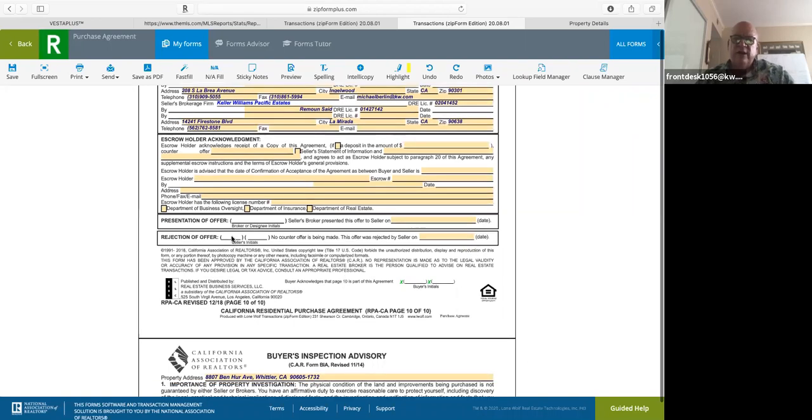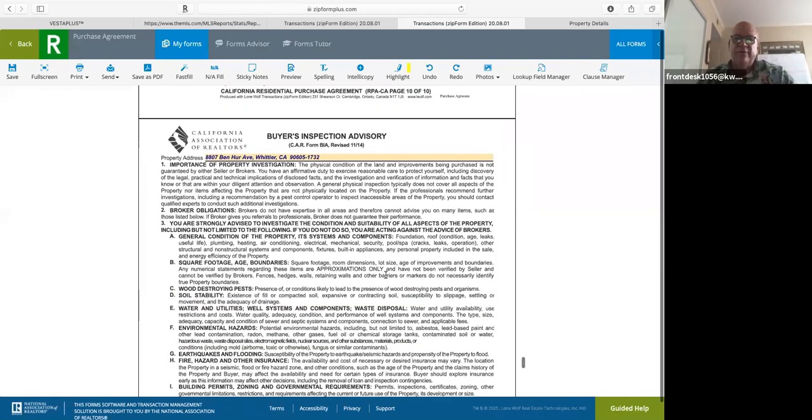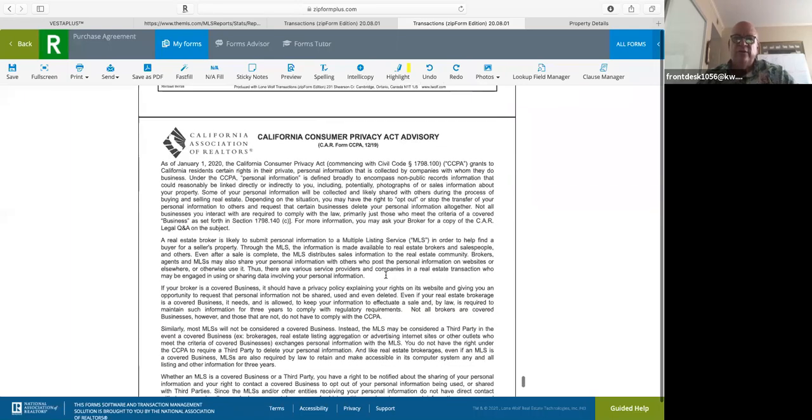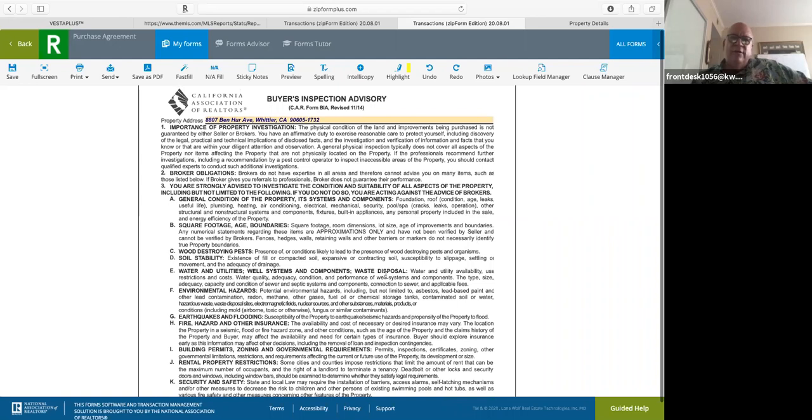There also can be a rejection of the offer, where you can ask that the seller initial that they rejected the offer on X date. Again, that assures that your client's offer was presented. And unfortunately, there are agents in our market that we have to be careful of because they hold offers.